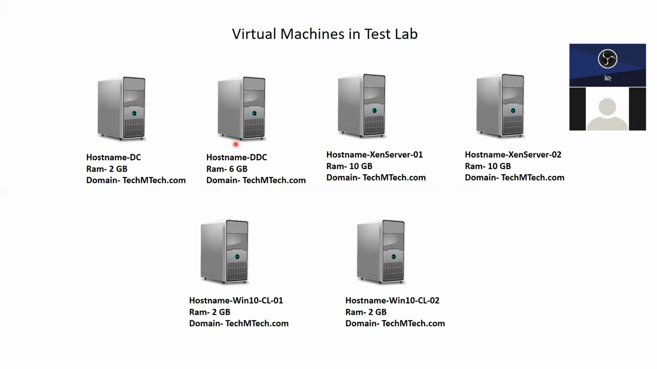The second machine will be your delivery controller. I named it DDC, and I have allocated 6 GB of RAM for that delivery controller, and I've joined it into my domain, which is techamtech.com. That is my domain controller. Got it? No, only a single domain controller.